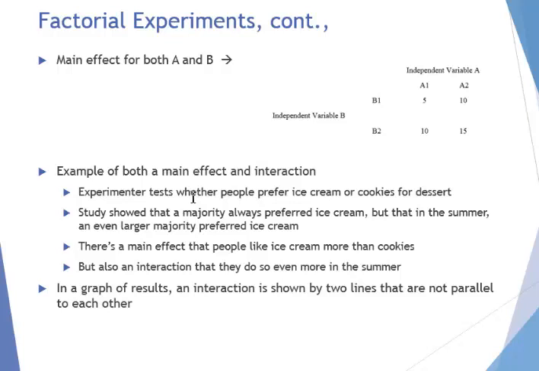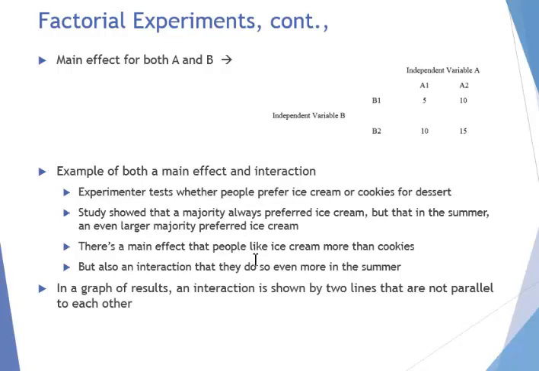An experimenter tests whether people prefer ice cream or cookies for dessert. The study shows that a majority always prefers ice cream, but in the summer there's an even larger majority for ice cream. So there's a main effect that people like ice cream more than cookies in general, but that is magnified in the summer.